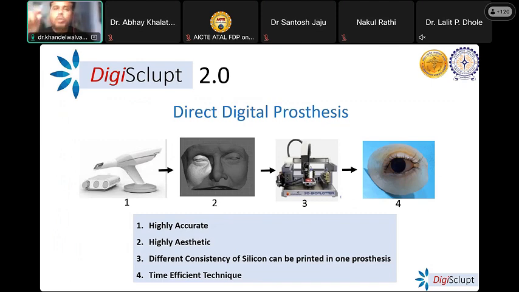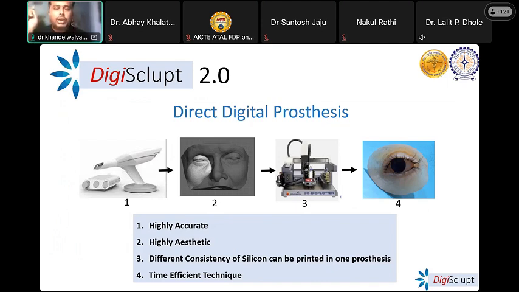Now, there are two problems with the indirect technique. First, you cannot add different consistencies of the material. If you touch your ear, somewhere it is hard, somewhere it is soft. But if you are fabricating it using a mold, you will have the same consistency throughout the process. So it will reduce the lifelike feel of the process if it is indirectly processed. But if I am directly 3D printing the process, I can play with the different molecular weights of the silicone material, and print with different consistencies in the same process.